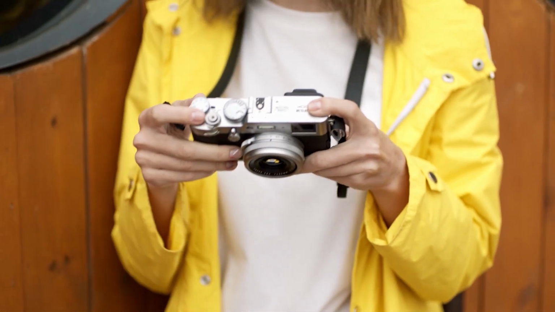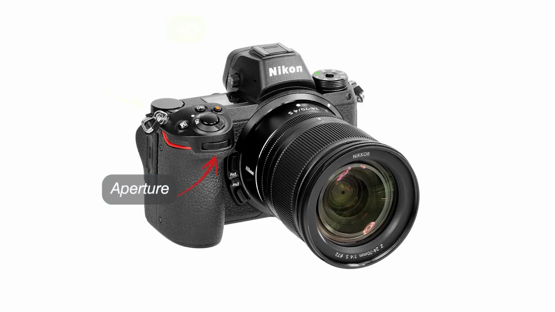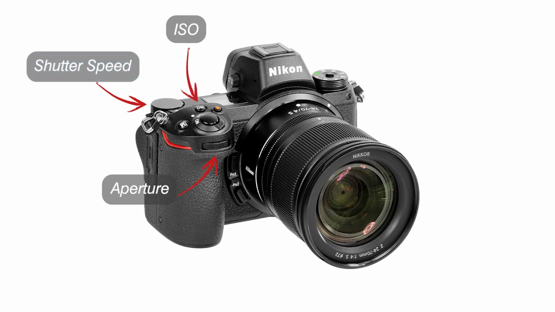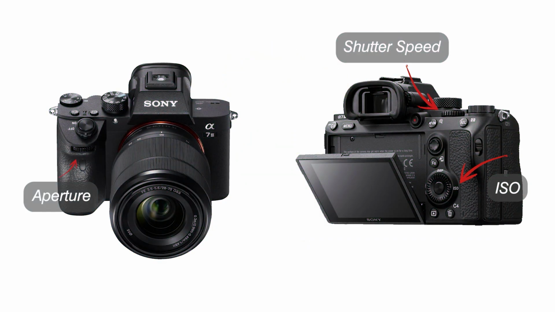I'm going to show you where that setting is in Canon, Sony and Nikon. So here we see Nikon. Then we're going to Sony. And in the last we see Canon.